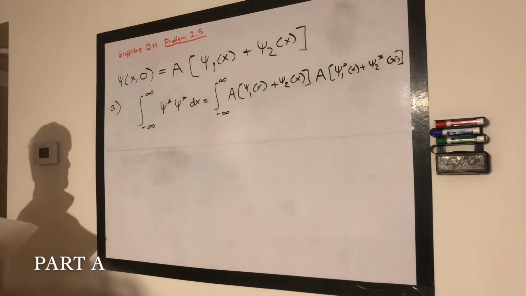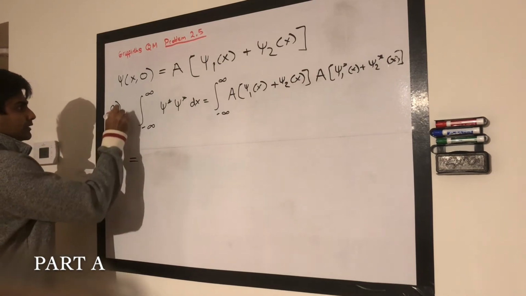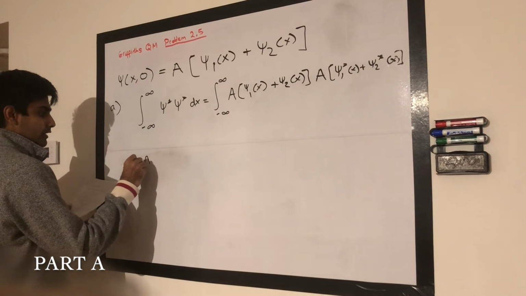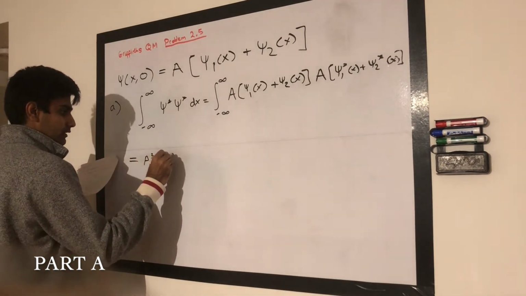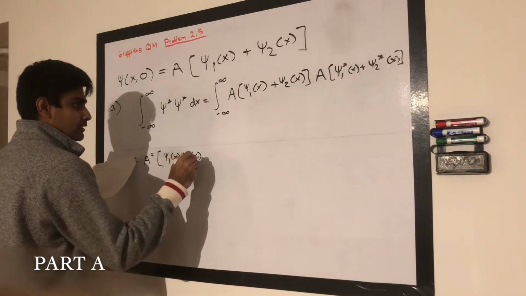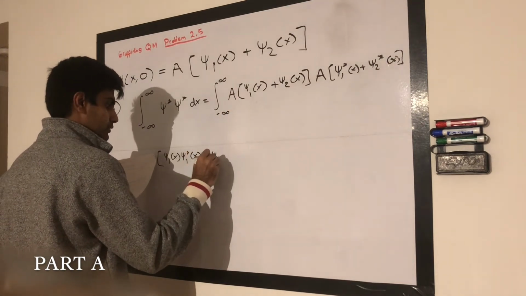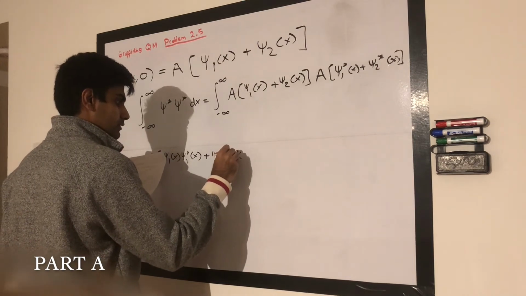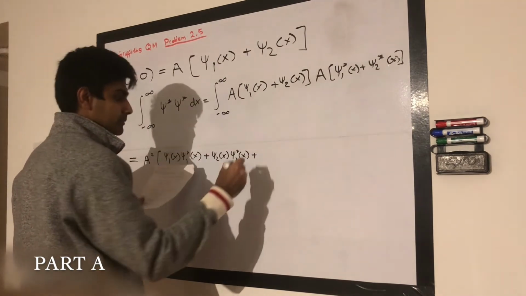Now we just extend this out and collect the terms. So what we're going to find is that these terms are equal to A squared times psi 1 of x times psi 1 star of x, plus the last term, which is psi 2 of x, psi 2 star of x. And now we're going to get the cross terms.